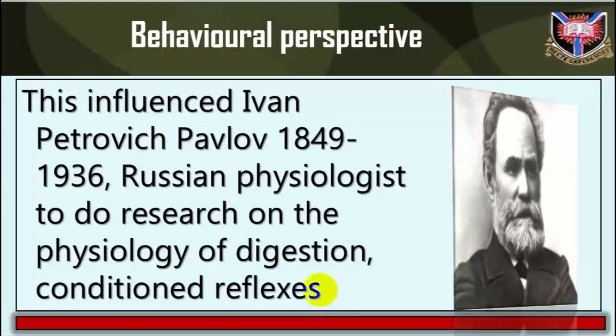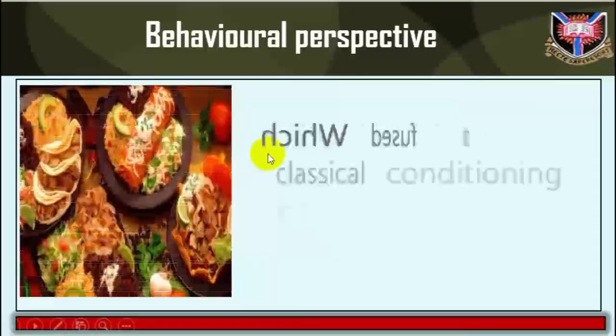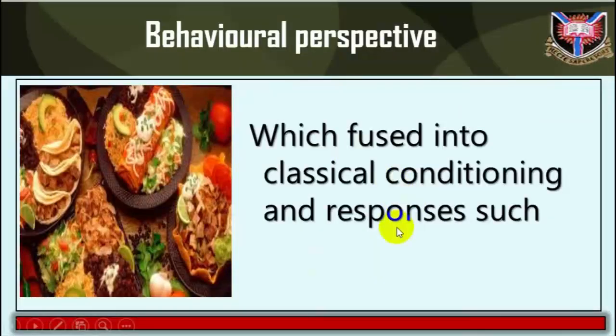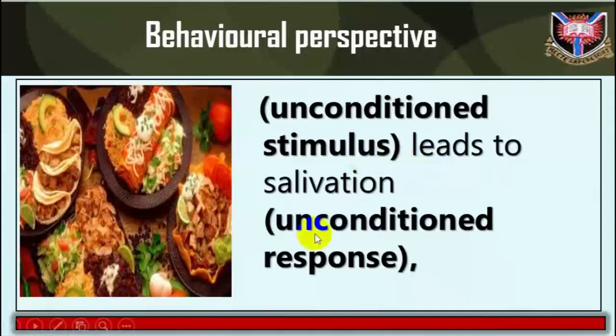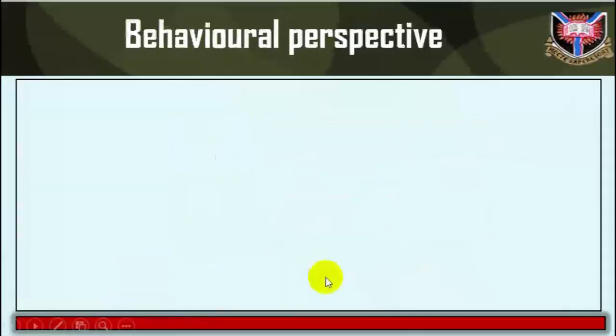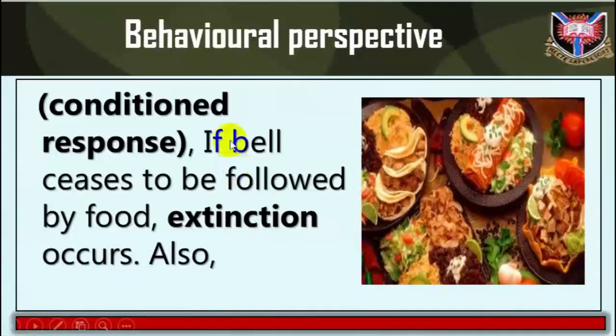conditioned reflexes and the origin of neuroses, and this developed ideas on conditioned reflexes working with dogs, which fused into classical conditioning and responses such as food, unconditioned stimulus, leads to salivation, unconditioned response. Food and bell, conditioned stimulus, appeared repeatedly. Bell alone leads to salivation, conditioned response. If the bell ceases to be followed by food, extinction occurs.